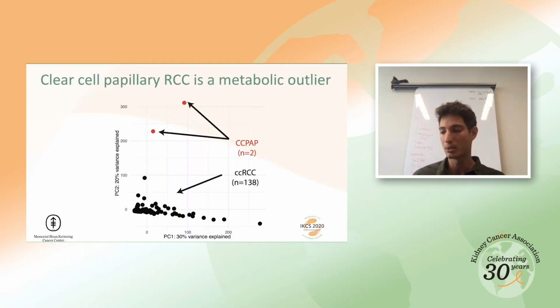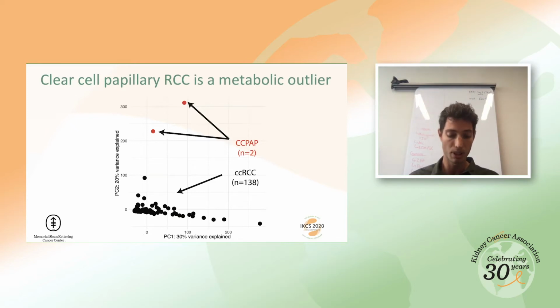Now, one of the unexpected findings from our original study was that when we did a broad principal components analysis of the 140 tumors that we were studying, 2 of them appeared to be outliers. And when we went to our pathology colleagues and asked them to tell us if there was something strange about these tumors, they told us that yes, indeed there was. They were misclassified as clear cell tumors, and in fact, they were clear cell papillary RCC.